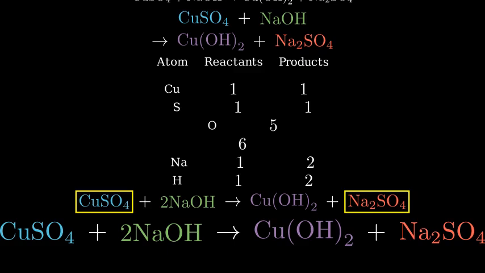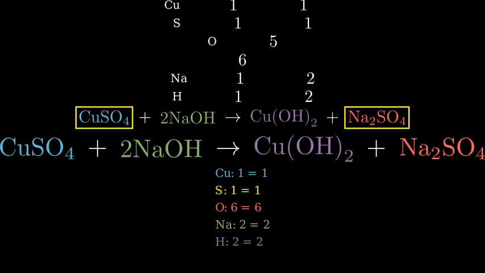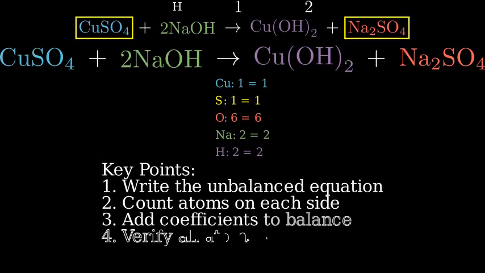Let's verify that all atoms are balanced. We now have 1 copper on each side, 1 sulfur on each side, 6 oxygens on each side, 2 sodiums on each side, and 2 hydrogens on each side. And that's how we balance the chemical equation for the reaction between copper sulfate and sodium hydroxide. Remember to always check that the number of atoms is equal on both sides of the equation.